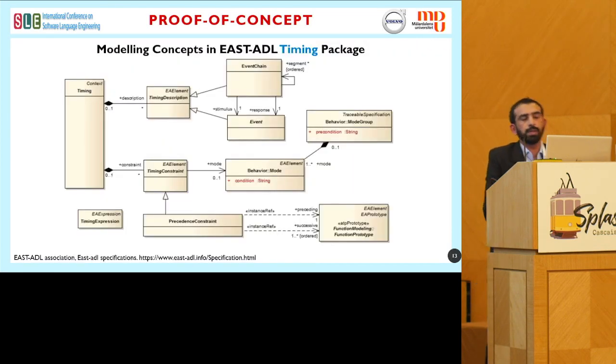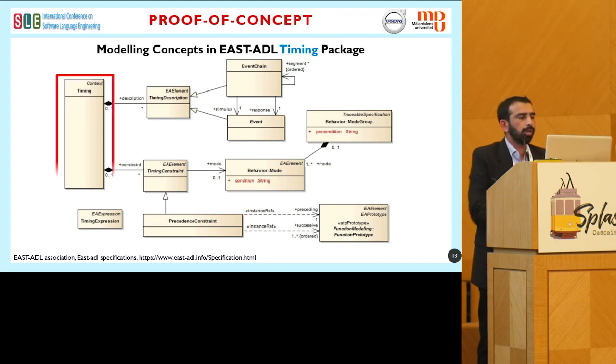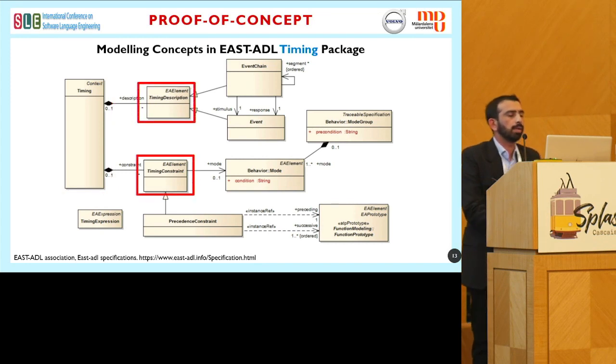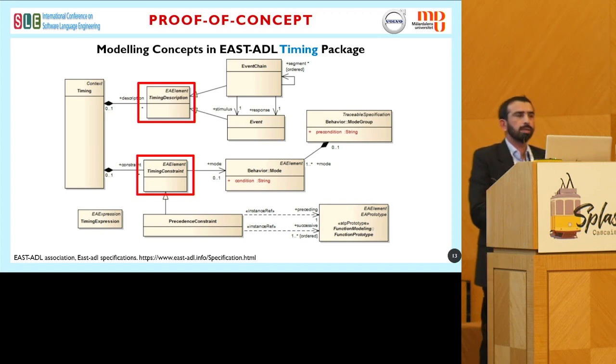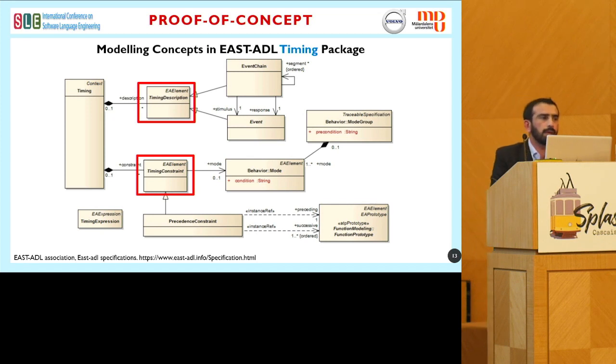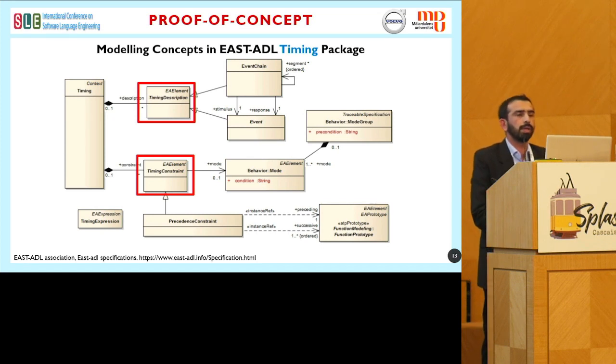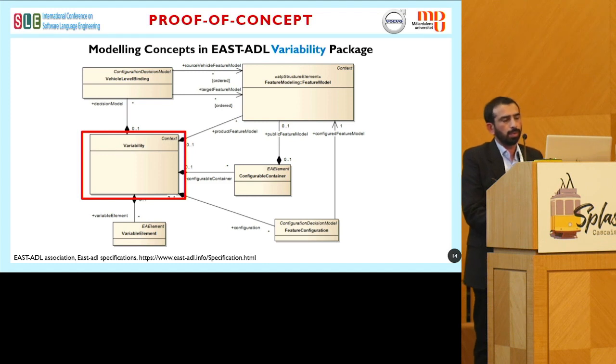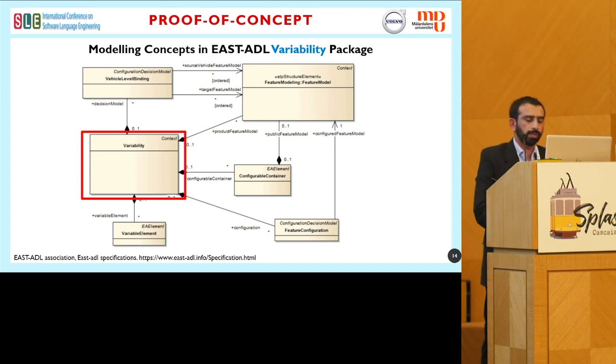So this is the EAST-ADL timing metamodel. Here you can see timing is the main concept that contains other concepts like timing description and timing constraints. These concepts are further divided into other concepts. For instance, the timing constraints allow the modeling of different constraints. So this is the modeling concept of the EAST-ADL variability package. Here, variability is the main concept that contains other concepts for the modeling of product variants.